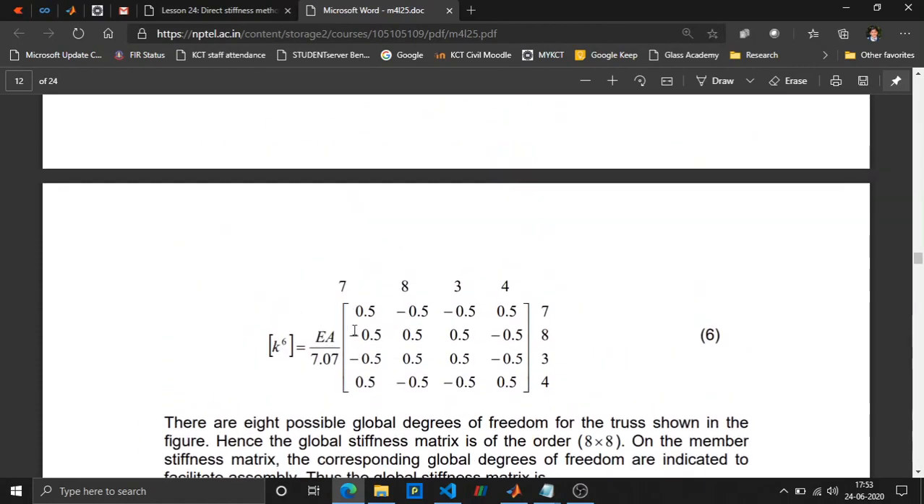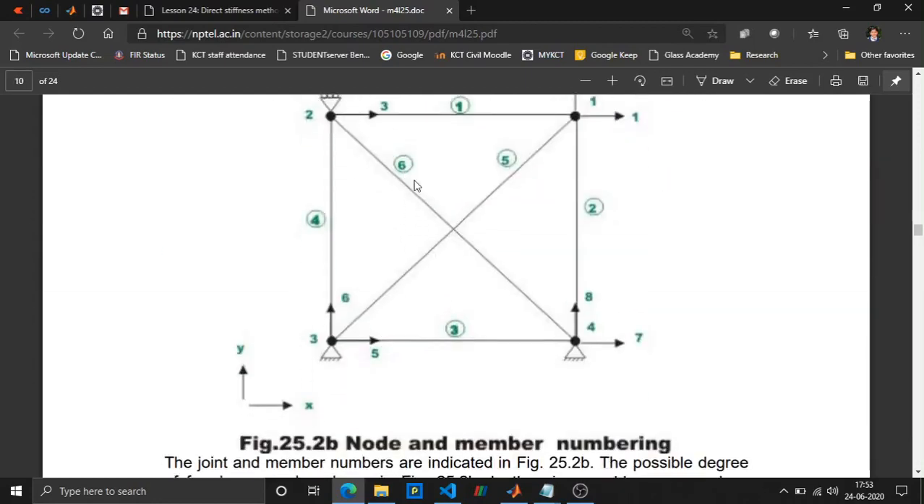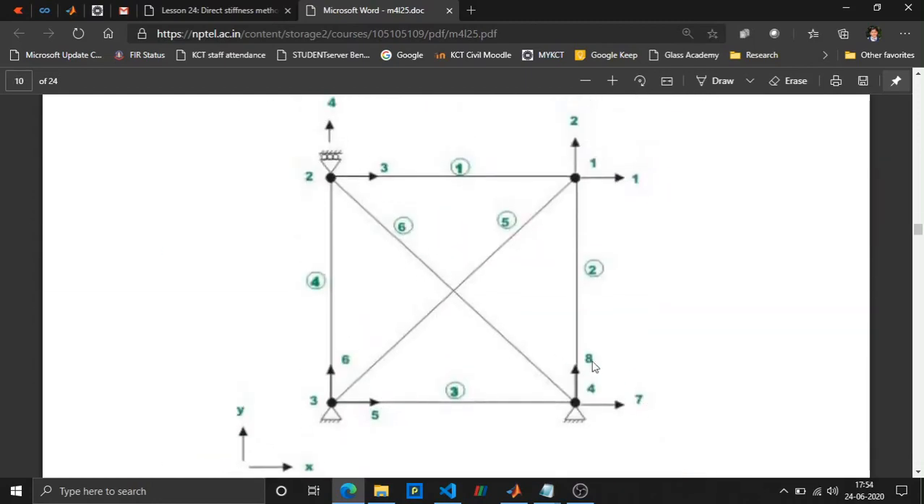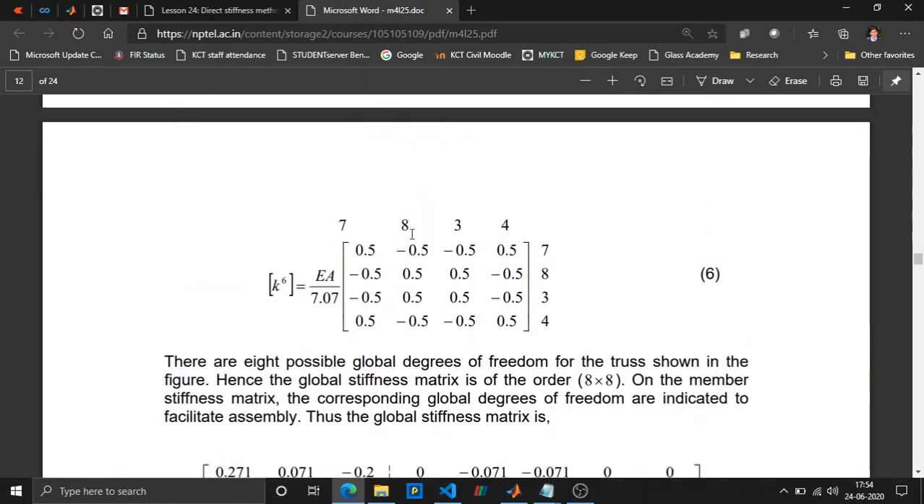Each and every element spans between 2 nodes. For example, this 6th member spans between these global coordinates. You can see member 6 here. Member 6 spans between 3, 4 and 7, 8.